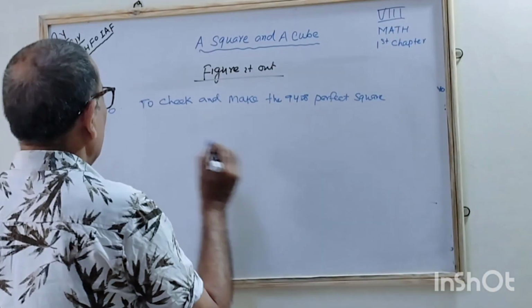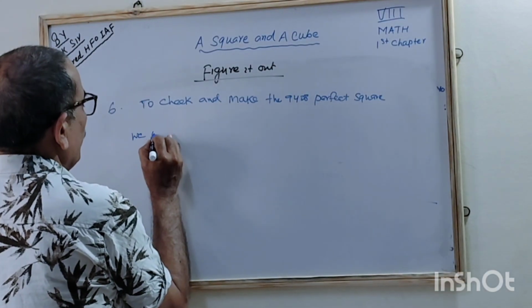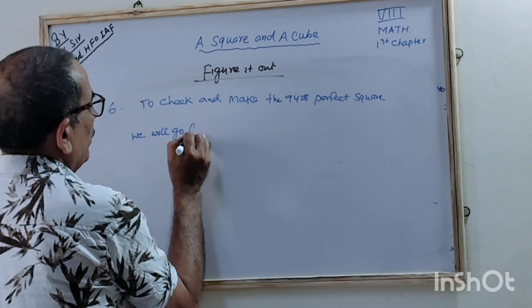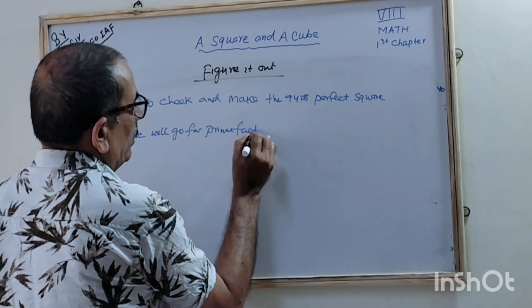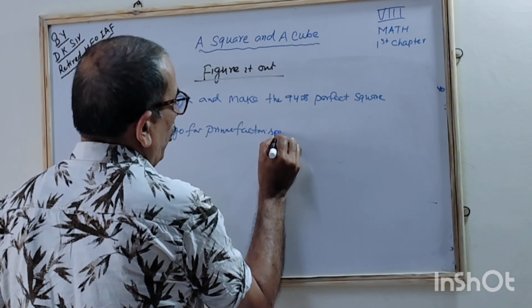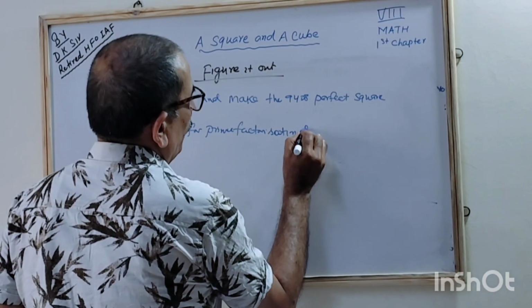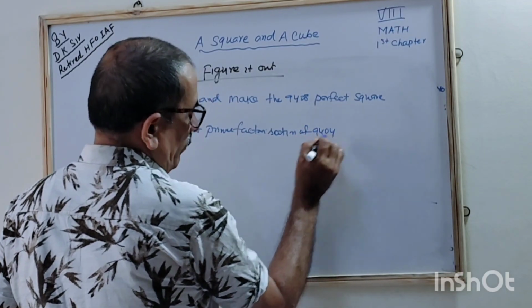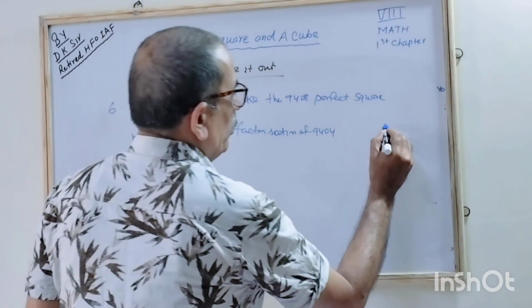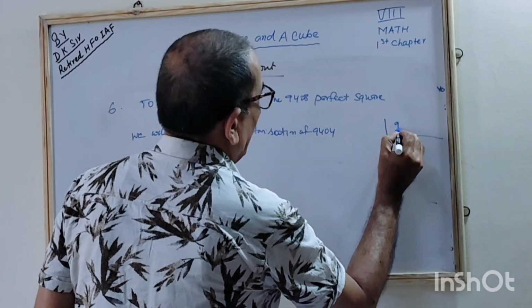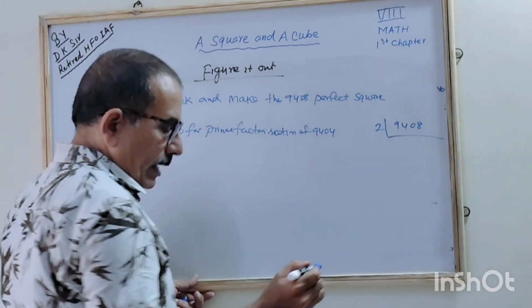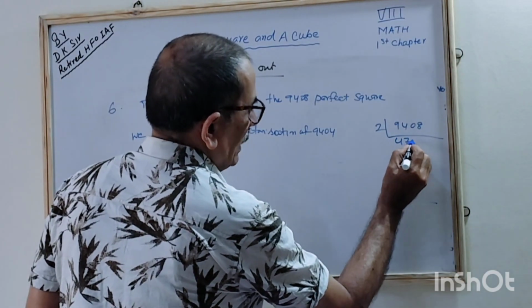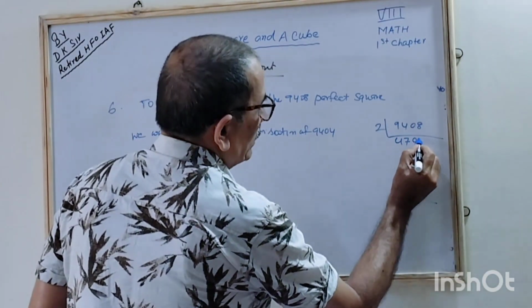Okay, then what will be the first step? We will go for prime factorization of 9408, correct? So we'll do the prime factorization of 9408. When we divide by 2, we are going to get 4704, correct?